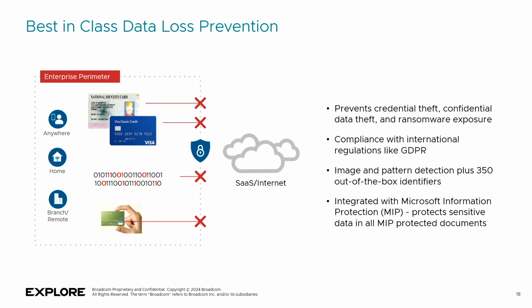And it'll send you, as an IT person, a warning saying, hey, this guy is trying to send this information out. You might want to do something about it. Image and pattern detection. So for example, if you have an image of something, it'll automatically capture that image and it'll know, hey, somebody's trying to take the picture of a credit card. I'm going to block it for you. And integrated with Microsoft Information Protection, MIP, and protect sensitive data in all MIP protected products.